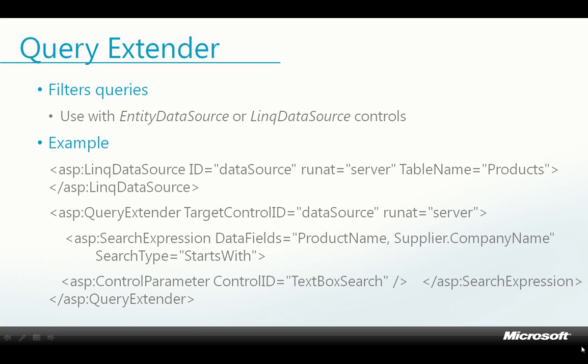There are several other filtering options besides search. You can filter on range and property, and you can also define a custom filter with a function. And you can include multiple expressions in your filter. For examples and descriptions of those, I'm going to refer you to the documentation of the query extender on MSDN. I've got a link to it in the resources at the end of this video.